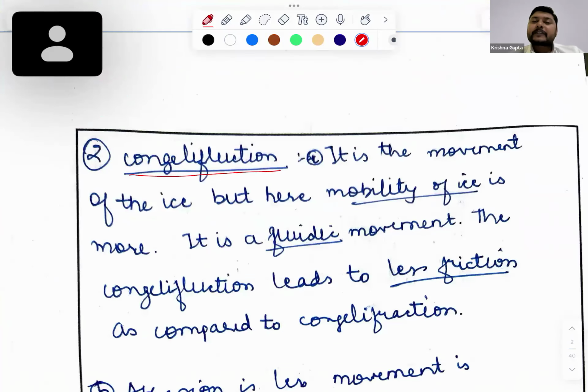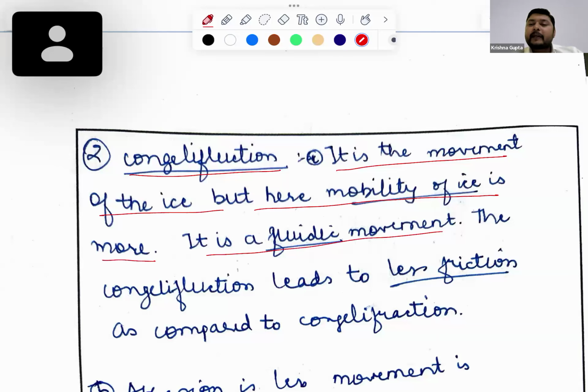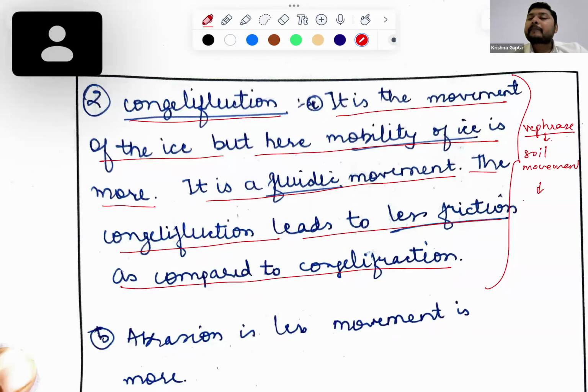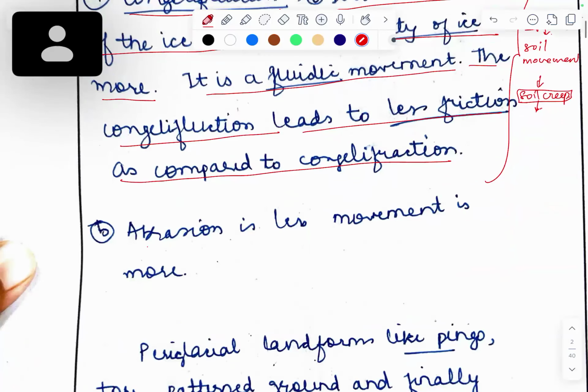Now, congelifluction is the movement of ice, where the mobility is more. It is fluidic movement. Congelifluction leads to less friction as compared to congelifraction. So we will rephrase this part and write more about the soil movement. Basically, it is soil creep, taking place in the periglacial regions. So abrasion is less, movement is more.